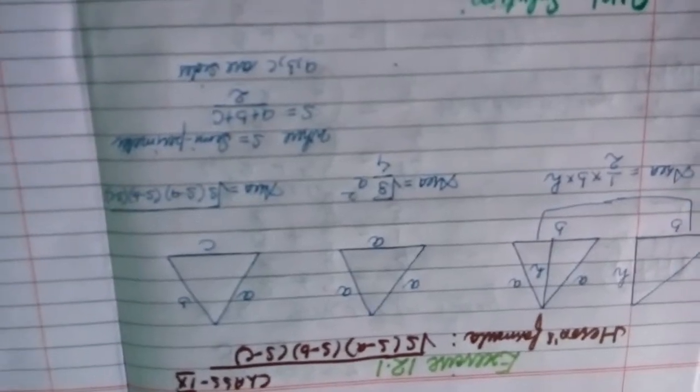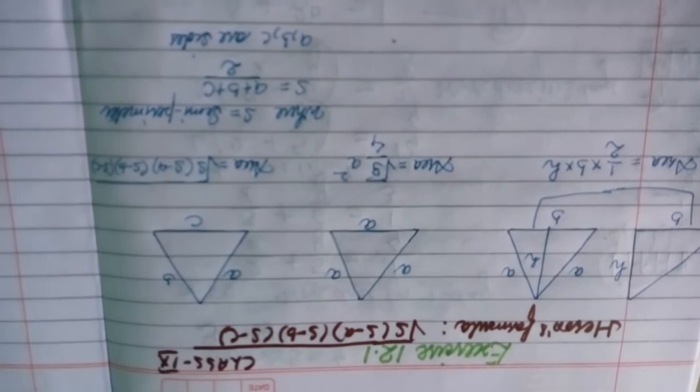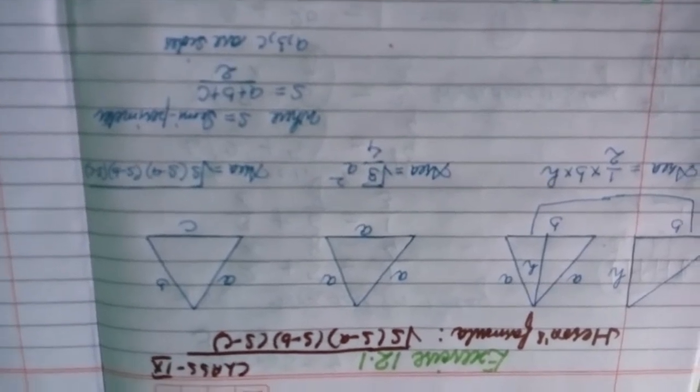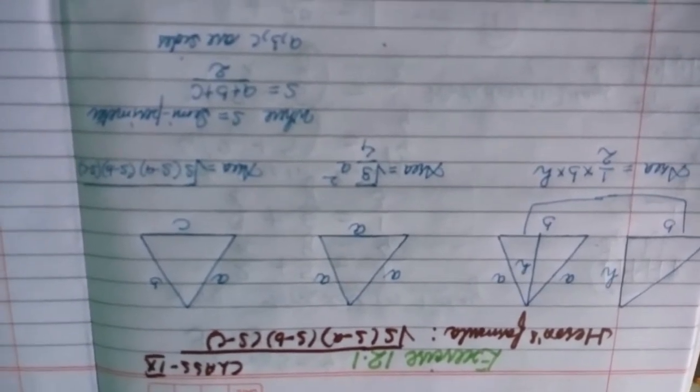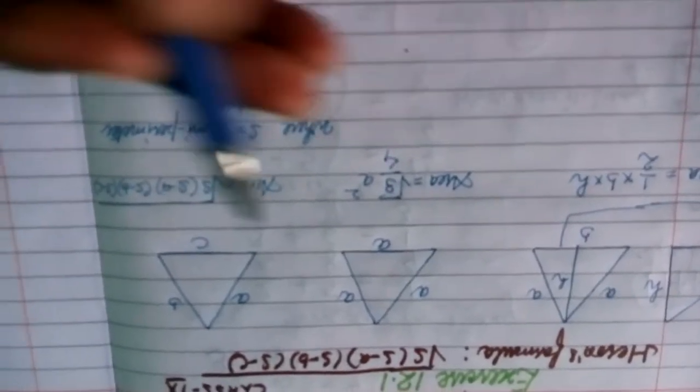Hello bachcho, today we are going to solve the exercise 12.1 class 9th by Heron's formula. Before I get started, let us firstly remind some formulas of finding the area of a triangle.